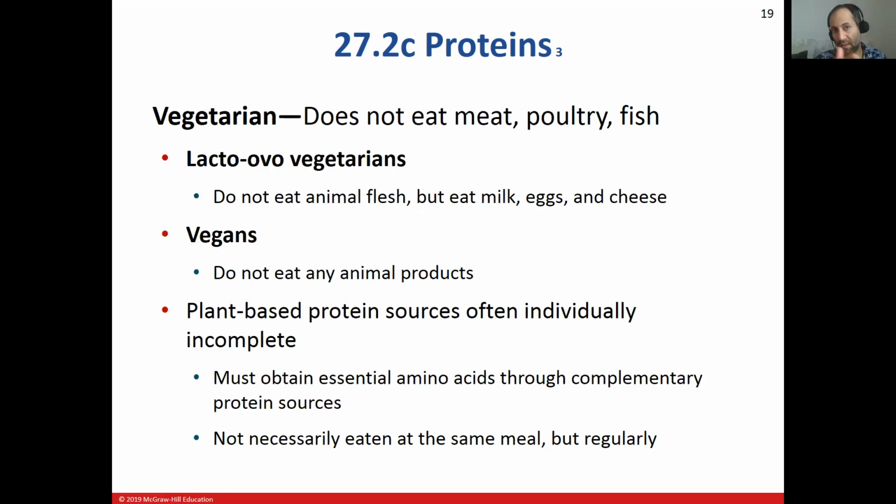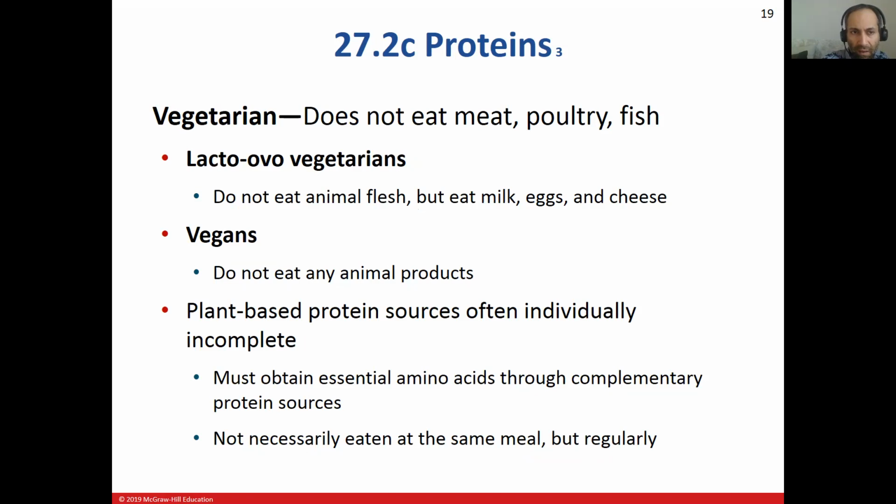So you have to be careful there, as we see here. Vegetarians are people who do not eat meat, poultry, and fish, but vegetarian comes in many different sizes, shapes, and forms, such as vegans who do not consume any animal product, period, right? So that's the strictest form of vegetarianism.